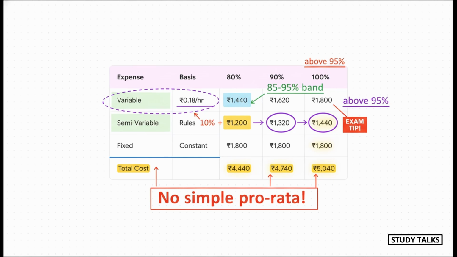See? The variable costs are just the hours for each level multiplied by our 0.18 rate. And of course, fixed costs don't change at all. It's perfectly clear once you know the rule, no pro rata for step costs.